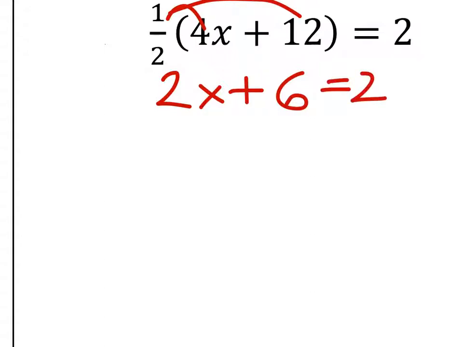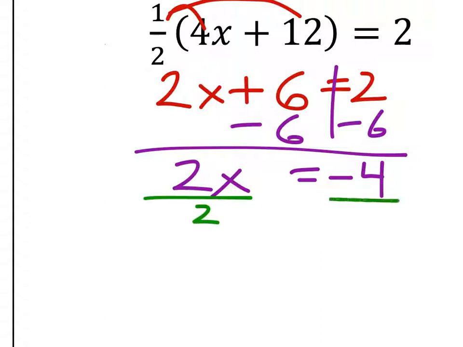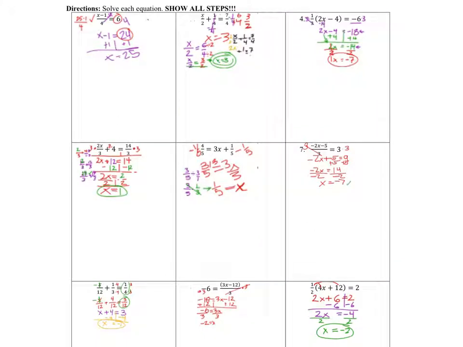And this now is just a 2-step equation. Subtract 6 from both sides, and we get 2x equals -4. And then divide both sides by 2, and x equals -2. Which we can check. So 4 times -2 is -8, plus 12 is 4. 1/2 times 4 is 2. Alright.